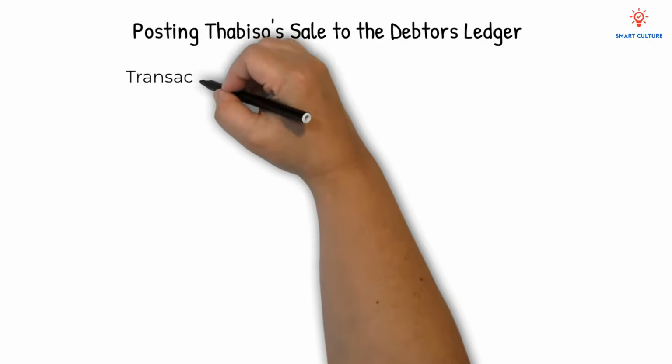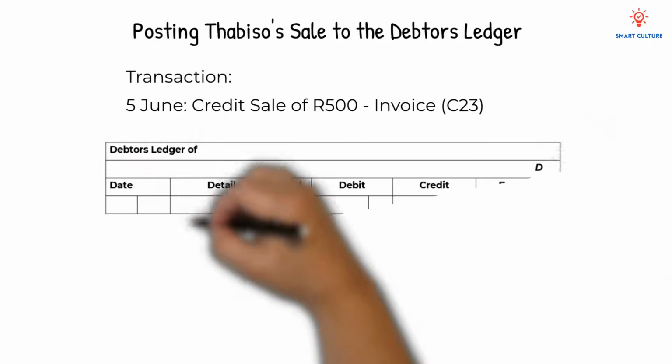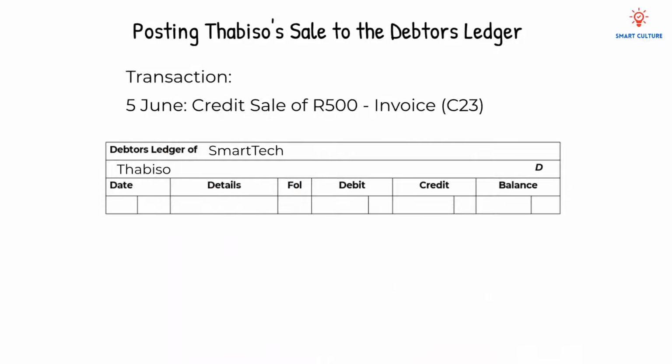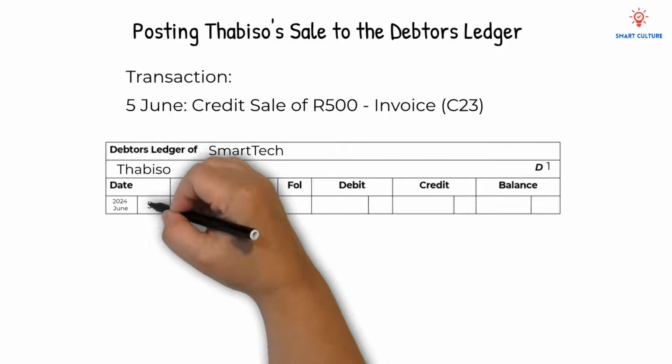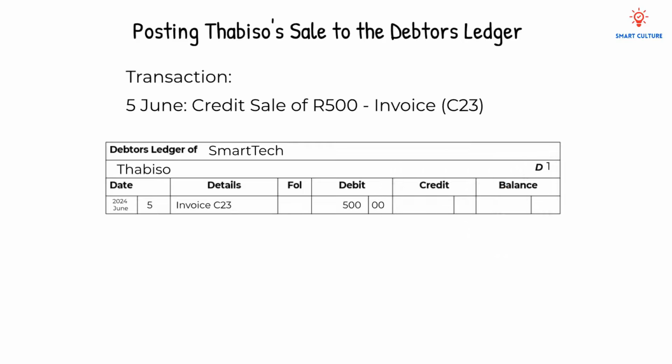On the 5th of June, a credit sale was made to Tabiso for an amount of R500 and the invoice C23 was issued. We now post this credit sale to Tabiso's account in the Debtors Ledger. We enter the amount as a debit because it increases what he owes.